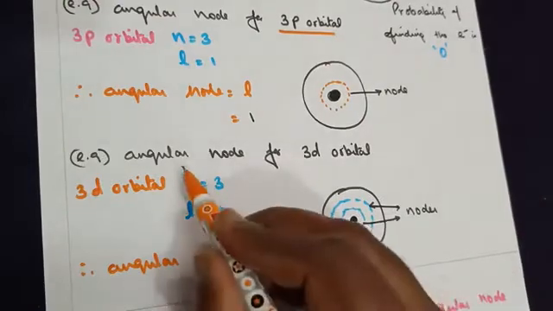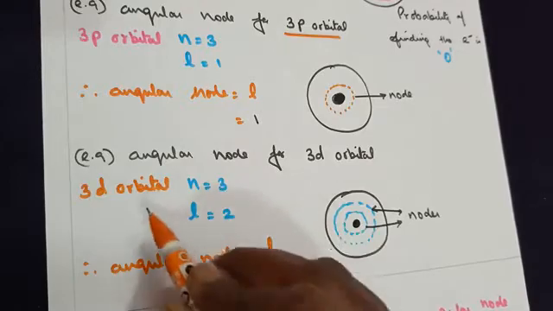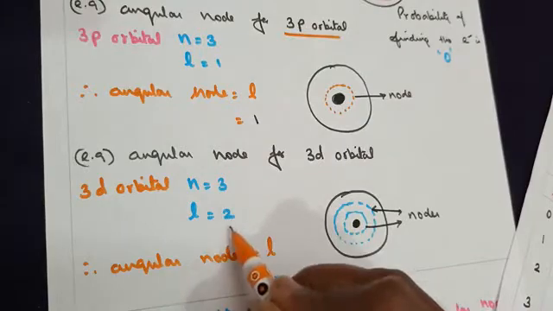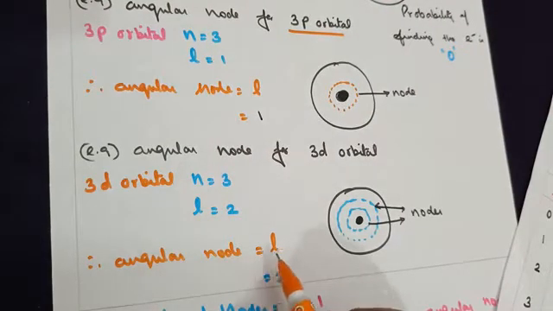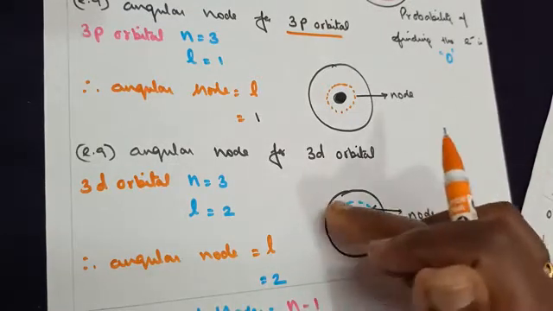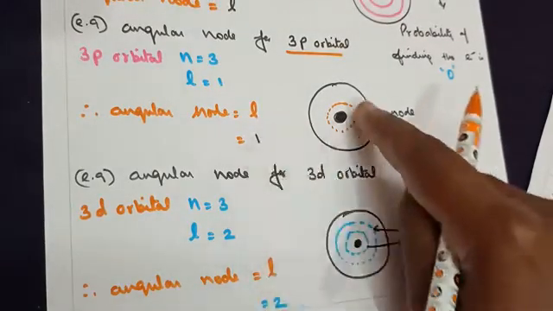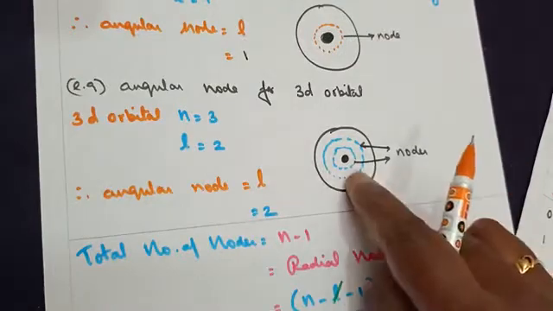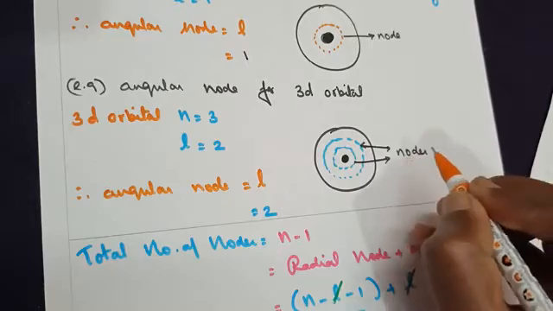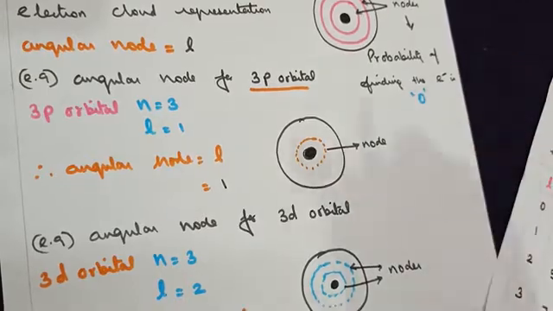Look at one more question. Angular node for a 3d orbital. So the principal quantum number is 3. For a d orbital, what's the number you will remember? L is equal to 2. So substituting, angular node is equal to L, and L is equal to 2. So how many dotted circles will you draw? In the previous case, only one angular node, so only one dotted circle you drew. And in this case, there are 2, so twice I have drawn. These 2 also stand for the node. Node means the probability of finding the electron is 0 in that particular space.